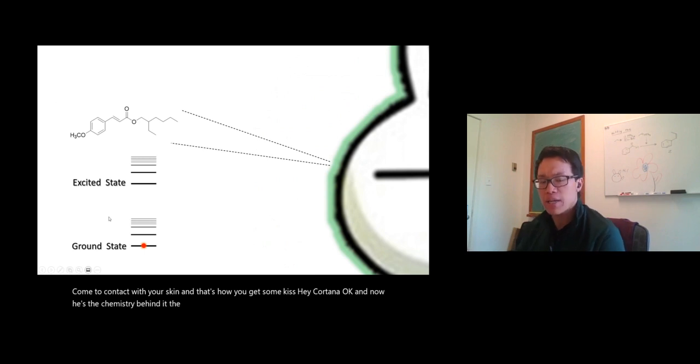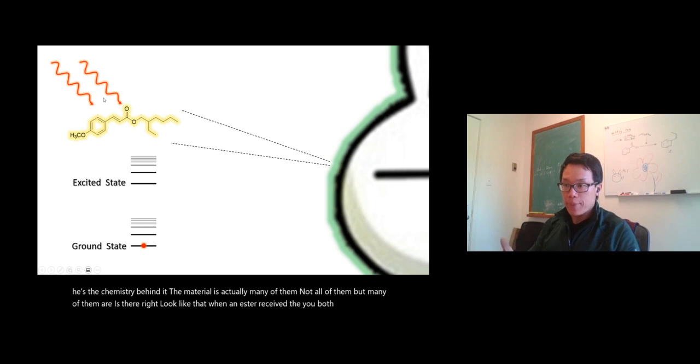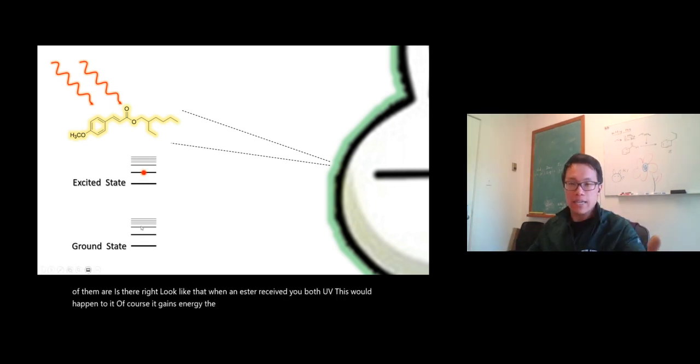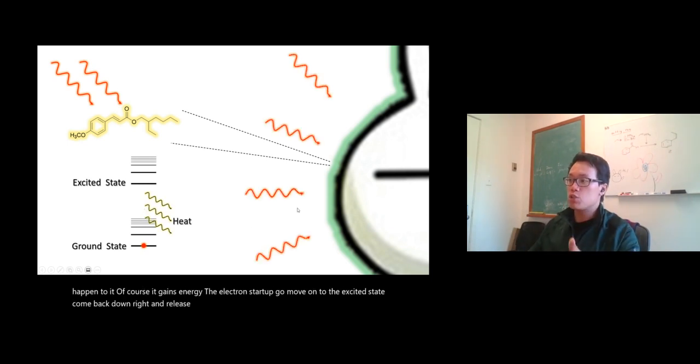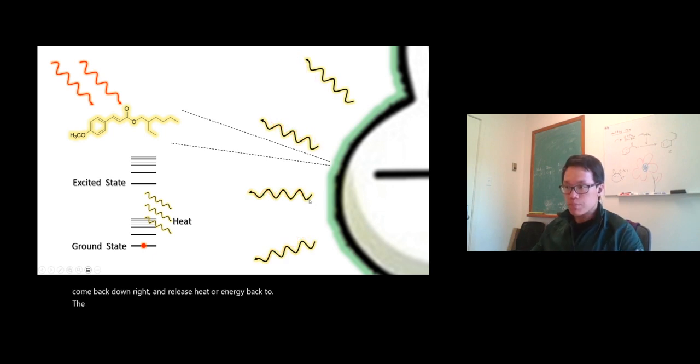Many of these materials, not all of them, but many of them, are an ester. When an ester receives the UV, this is what happens to it. Of course, it gains energy. The electrons move on to the excited state, come back down, and release heat or energy back to the environment.